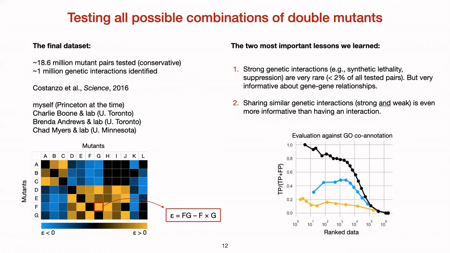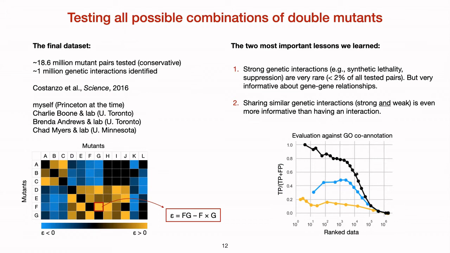The second most important lesson is about sharing genetic interactions, not just having a direct connection between two genes. If two genes share similar interactions with other genes, no matter whether strong or weak, it's even more informative than having an interaction itself. And this plot captures a little bit of what I mean by that. If you do a precision recall analysis on either positive interactions or negative interactions, which are epistatic and synthetic lethality interactions, in brief, they have a certain ability to recover known gene pairs that are co-annotated to the same GO term.